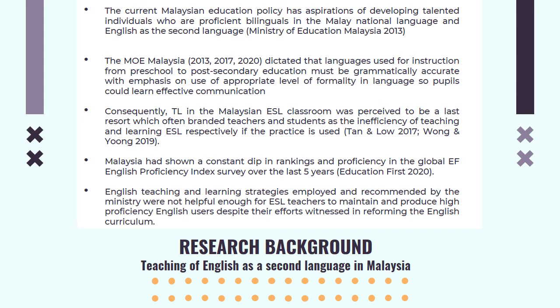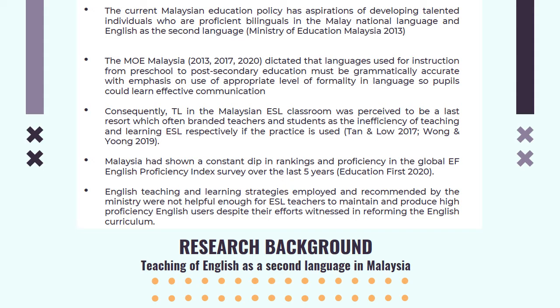Regarding the teaching of English as a second language in Malaysia, the current Malaysian education policy has aspirations of developing talented individuals who are proficient bilinguals in the Malay national language and English as a second language. The Ministry of Education Malaysia dictated that languages used for instruction from preschool to post-secondary education must be grammatically accurate, with emphasis on use of appropriate level of formality in language, so pupils could learn effective communication.